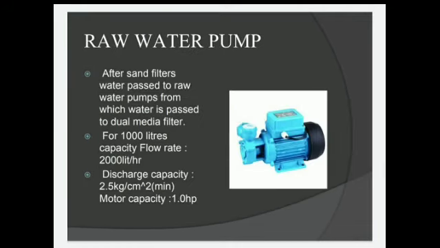Raw water pump. After sand filters, water is passed to raw water pumps, from which water is passed to the dual media filter, for 1000 liters capacity. Flow rate, 2000 liters per hour. Discharge capacity, 2.5 kilograms per square centimeter min. Motor capacity, 1.0 horsepower.